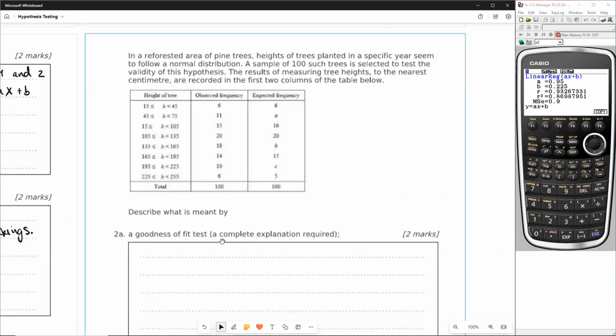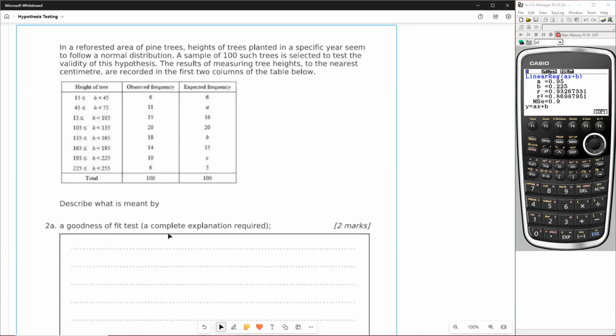Okay. Question 2. In a reforested area of pine trees, heights of trees planted in a specific year seem to follow a normal distribution. A sample of 100 such trees is selected to test the validity of this hypothesis. The results of measuring the tree heights to the nearest centimeter are recorded in the first 2 columns of the table below. Describe what is meant by a goodness of fit test.